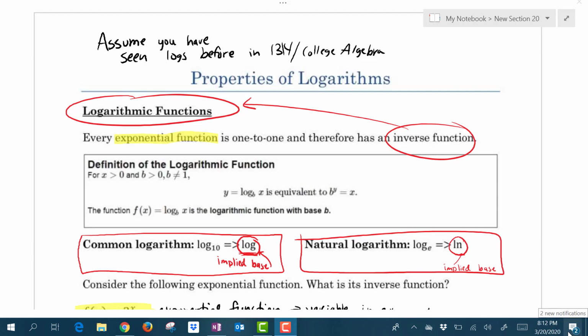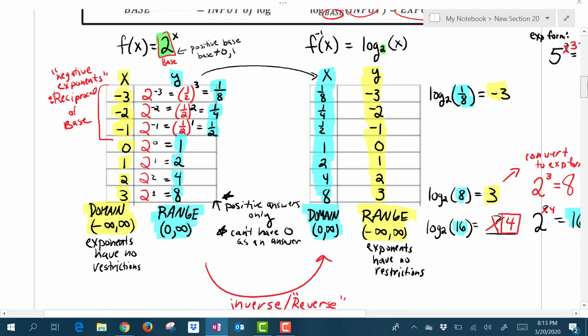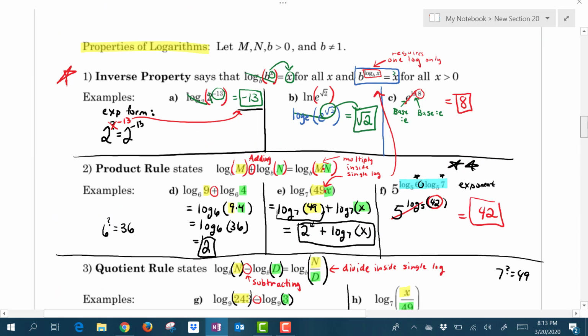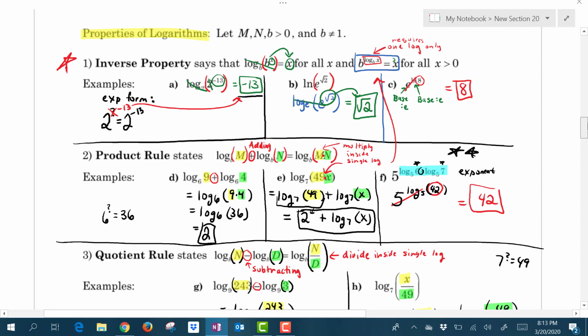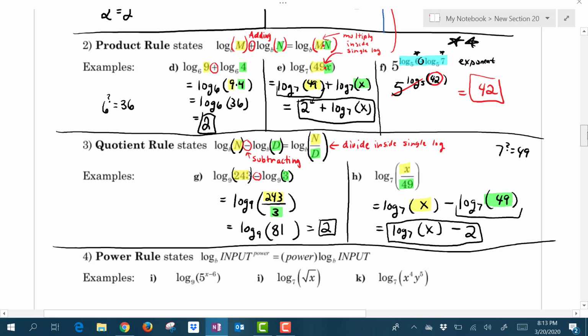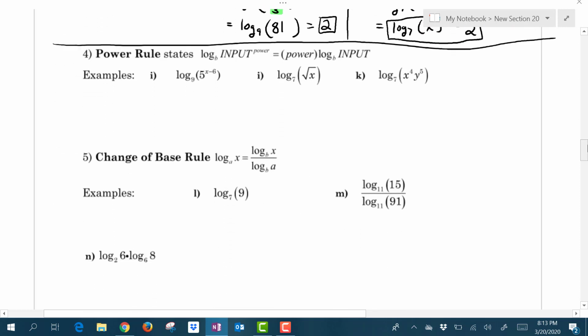Alright, before spring break we started the section of notes called Properties of Logarithms. We talked about exponential functions and logarithmic functions and how they related to each other. So I'm going to let you go back and look over your notes that we took in class. We talked about the inverse property, the product rule and the quotient rule, and we're just going to pick back up where we left off, looking at the power rule.